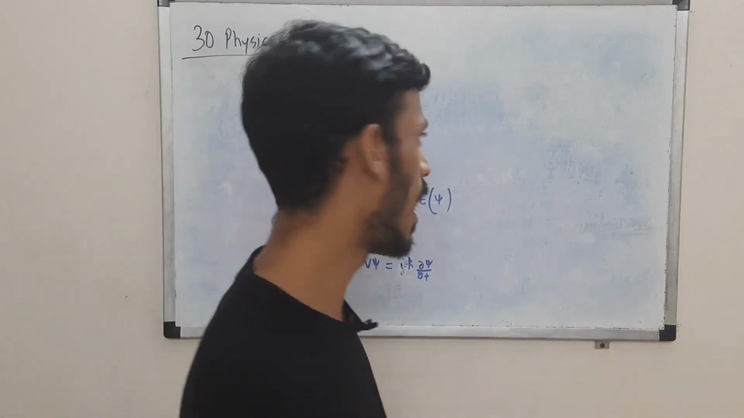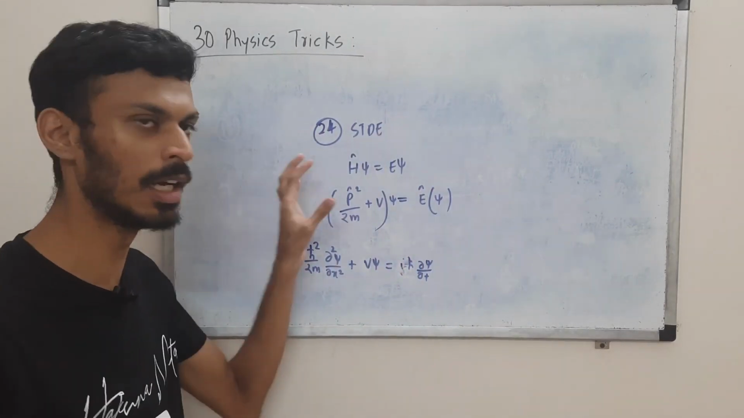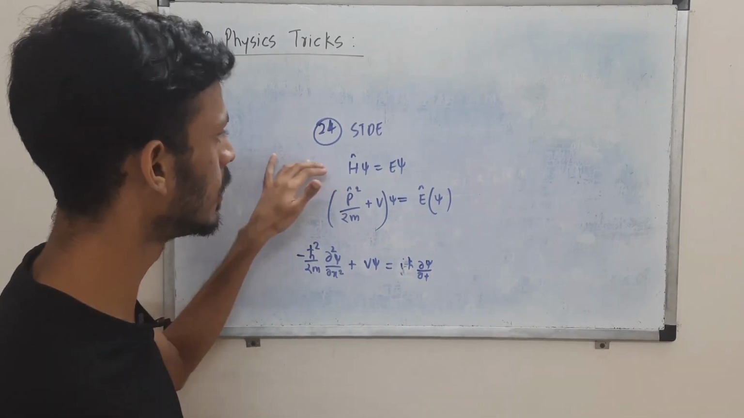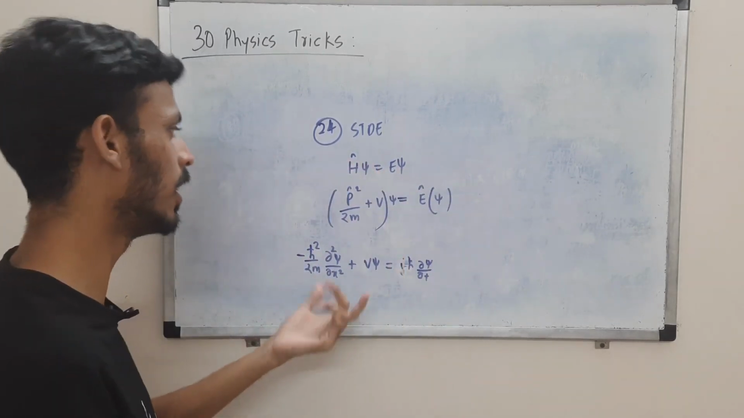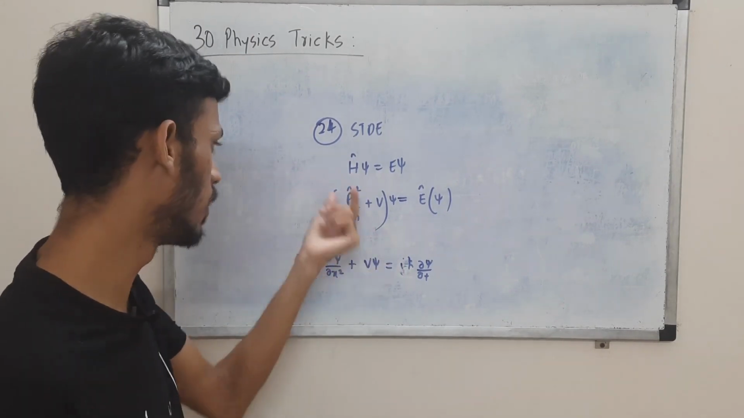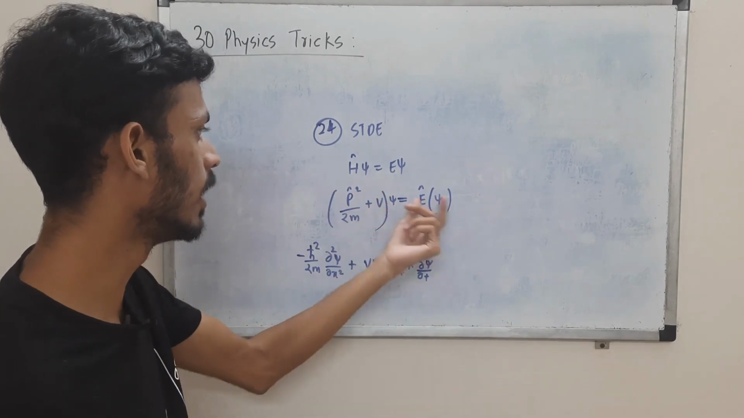So 24, we have the Schrodinger time dependent equation. Now this might seem daunting, but if you do it the right way, it's easy to remember. Okay, so here it's simply H psi is E psi. Okay, H we have kinetic T plus V, right, Hamiltonian, and it's in the operator form. So this is T, p square by 2m. Of course, it's in the operator form, and the potential psi and E psi.